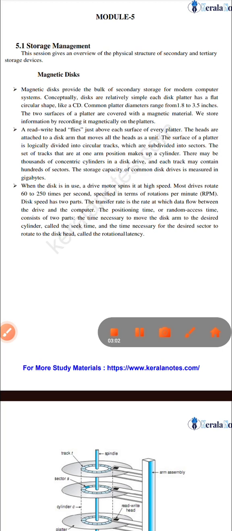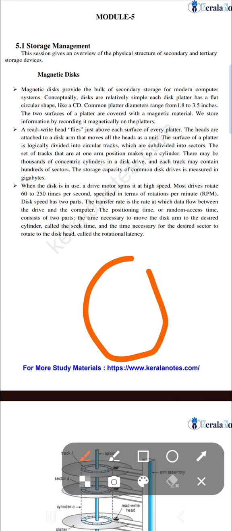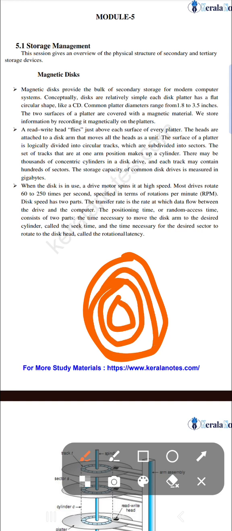The surface of the platter is divided into different tracks, which are subdivided into sectors. Understand? The set of tracks that are at one arm position makes up a cylinder.